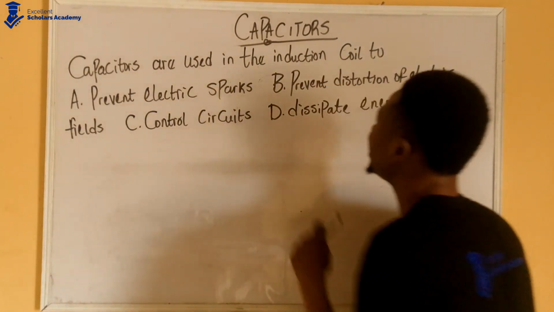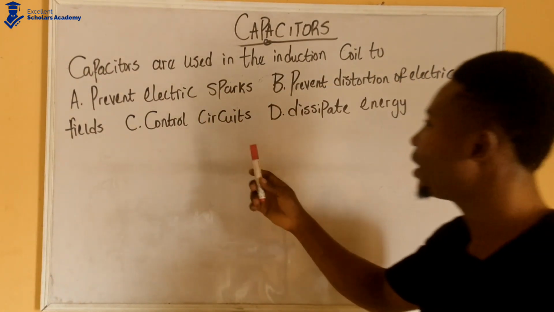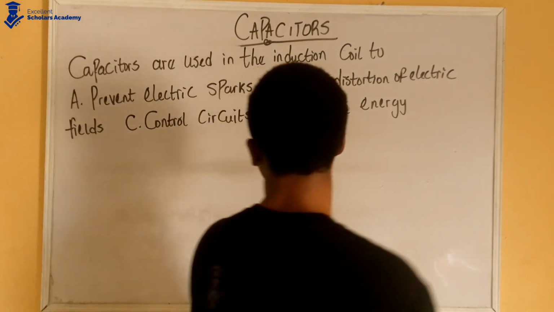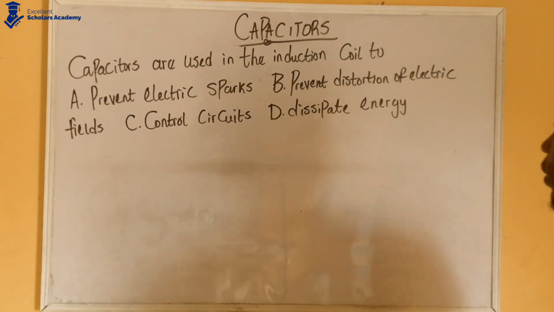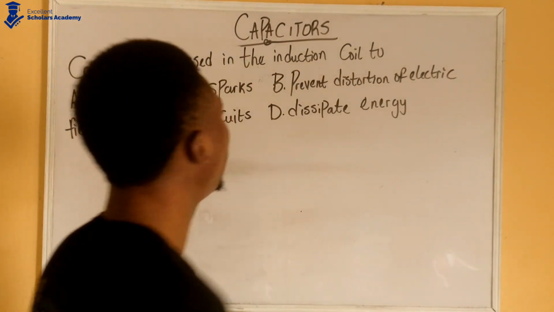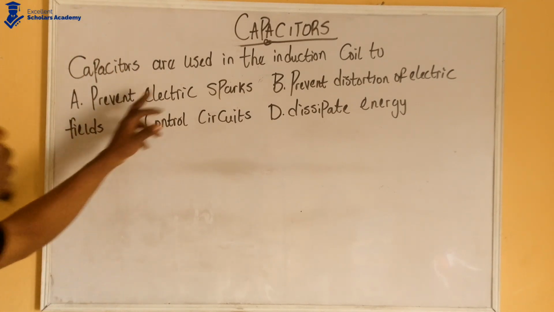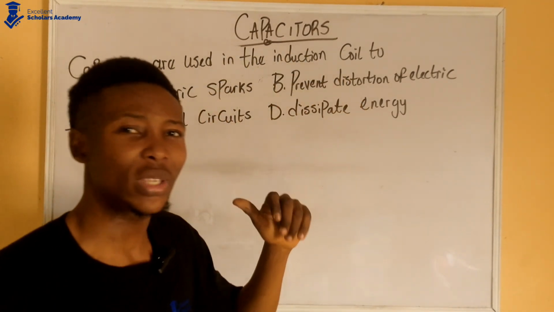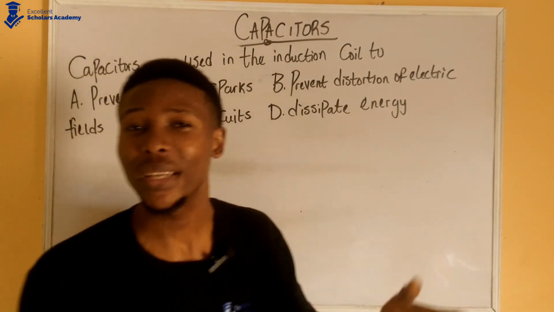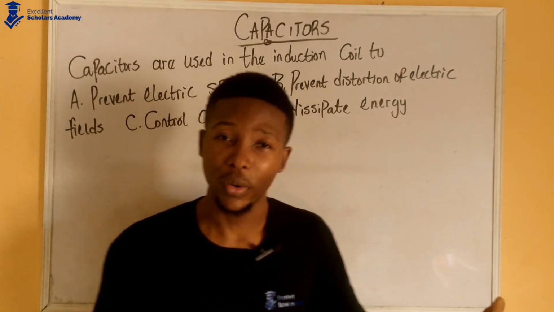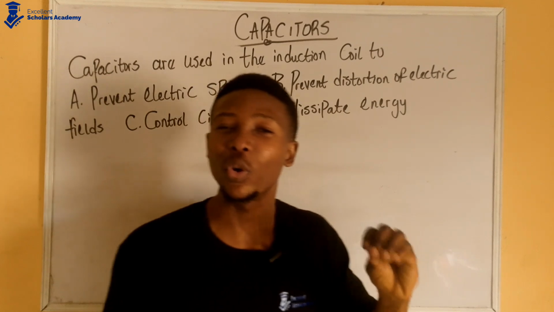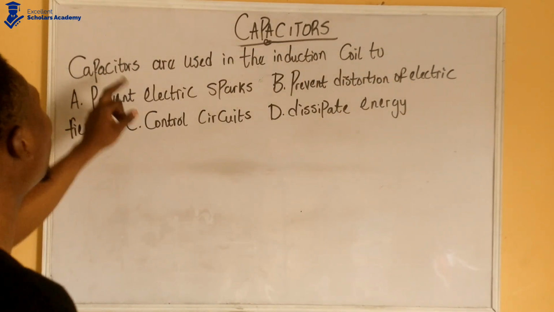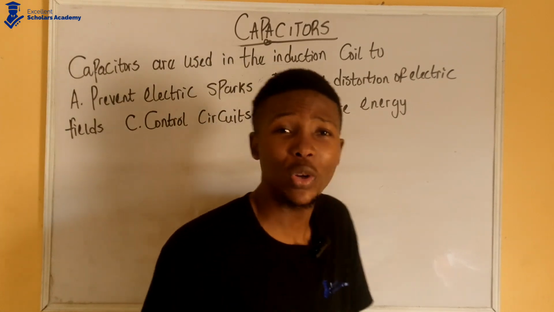Capacitors are used in the induction coil to: A, prevent electric sparks, B, prevent distortion of electric fields, C, control circuits, D, dissipate energy. Capacitors are used in induction coil. Now, what's an induction coil first before we go to the capacitors? An induction coil is a device that produces high voltage when electric currents flow through it. Now, we are talking about capacitors. What does a capacitor do?